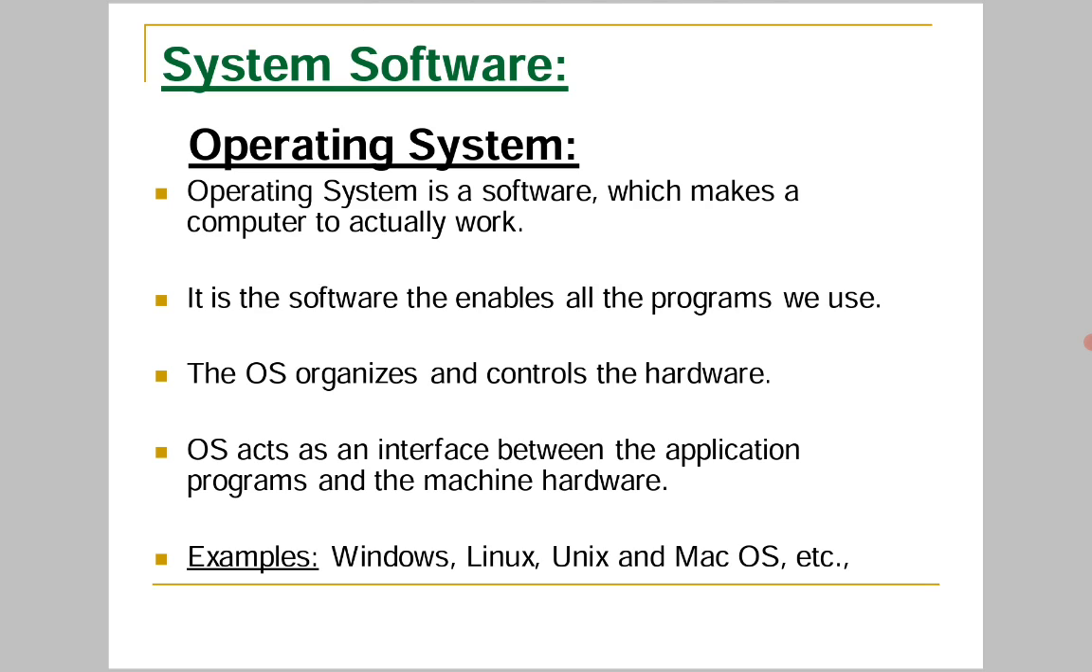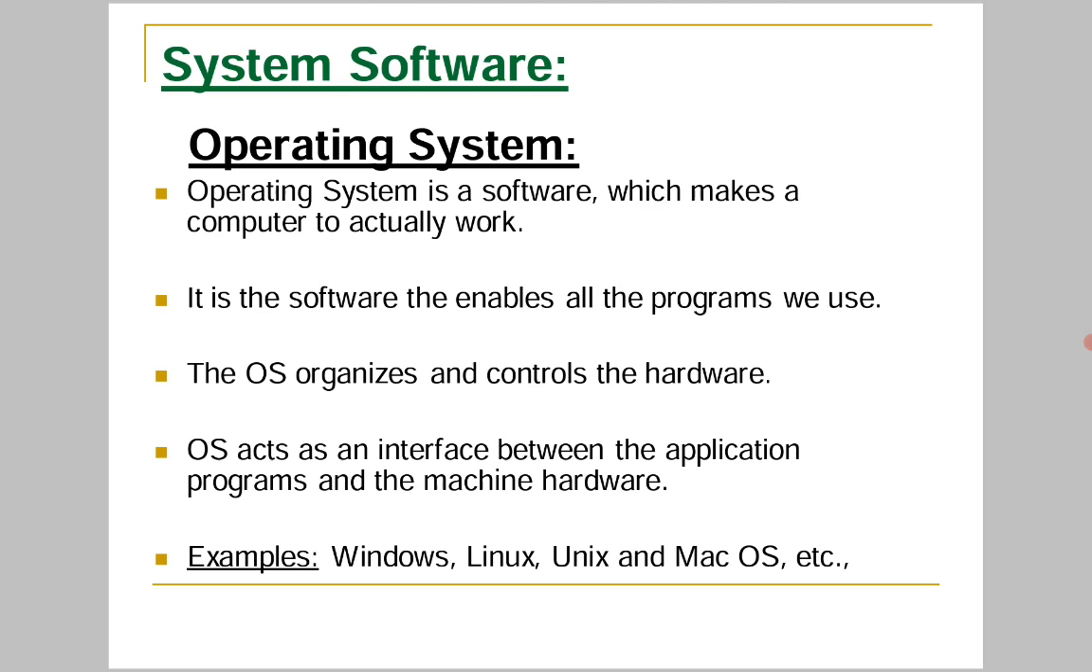So the operating system organizes and controls the hardware, and the operating system acts as an interface between the application programs and the machine hardware. Generally, the operating system acts as an interface, a medium, or a mediator between the application programs, meaning programming languages, application programs developed by the users, end users, developers, software vendors, and the machine hardware, meaning various components of the hardware like monitor, keyboard, printer, CPU, CD drives, and memories, and the user.